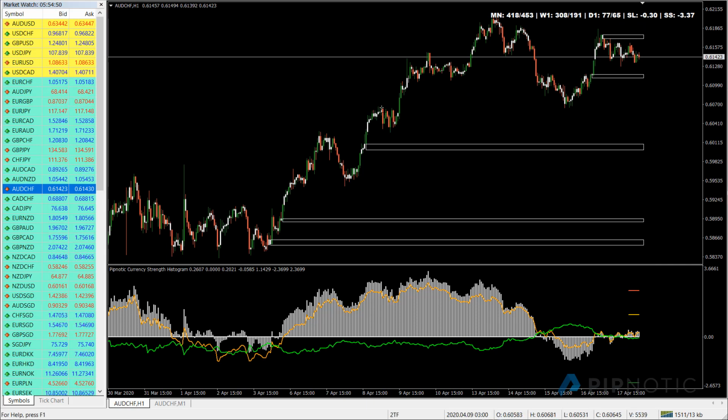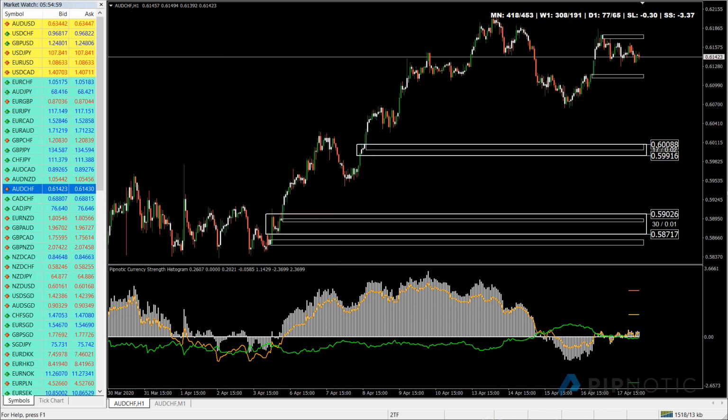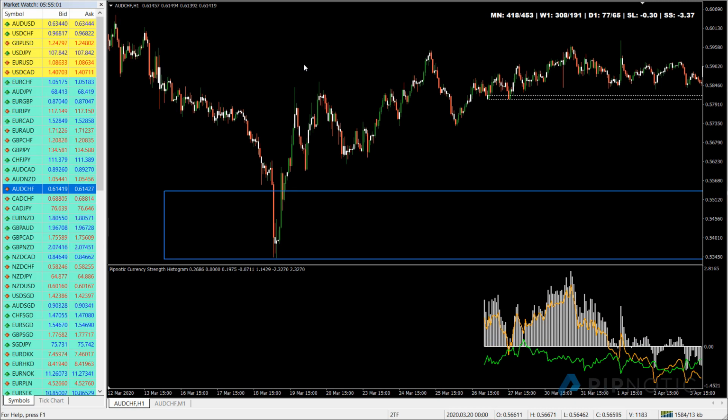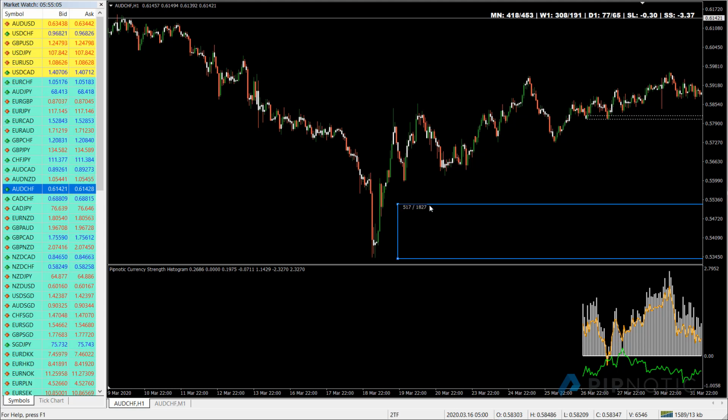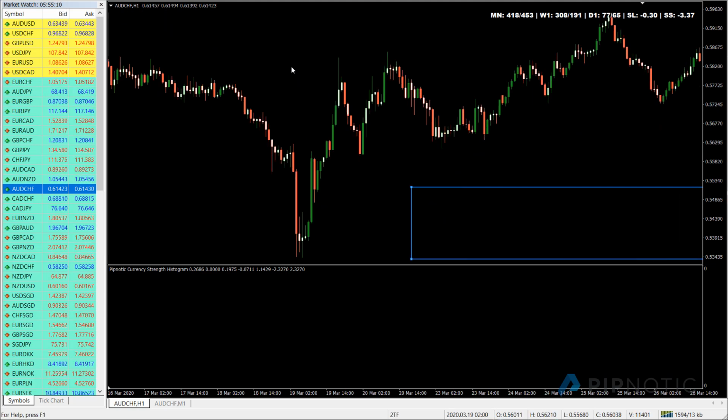But we also have some other areas that are interesting. We have this one here. We have this one here as well. So we have a couple of areas that are interesting, but let's have a look at the one we just looked at. Yeah, and you can see pretty clearly here how we had... It was difficult to see. We have our base just here. We have price come up, come down, move up.